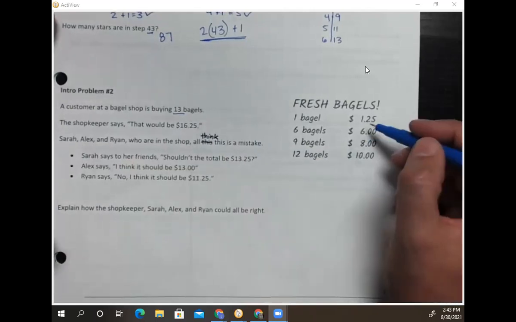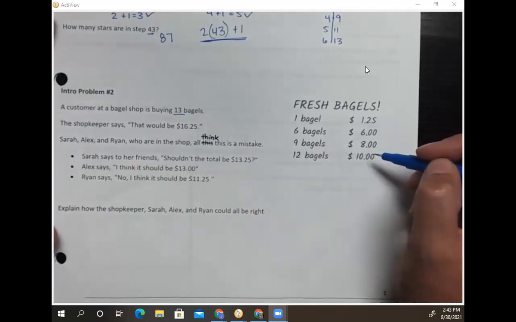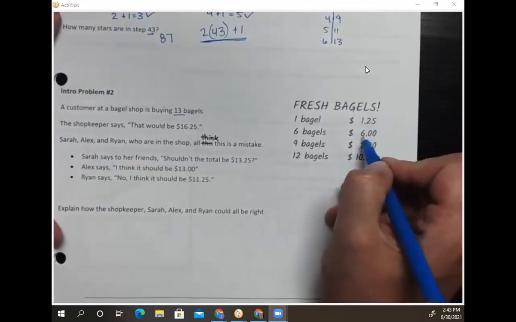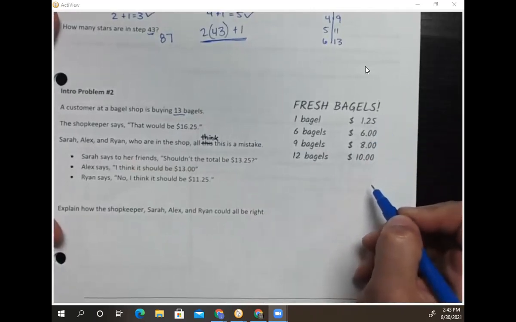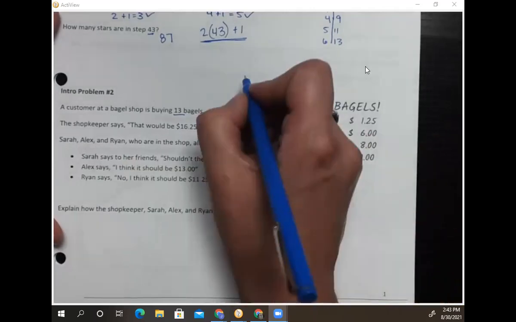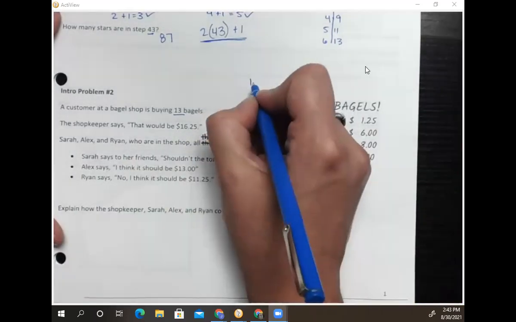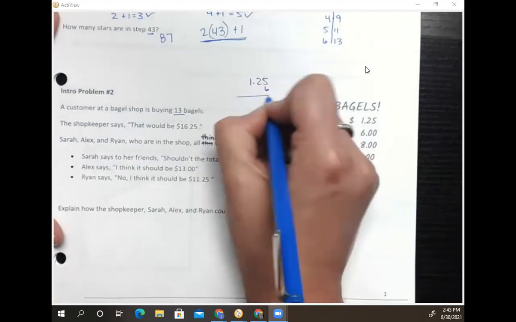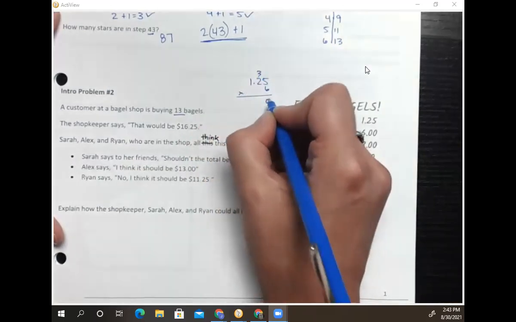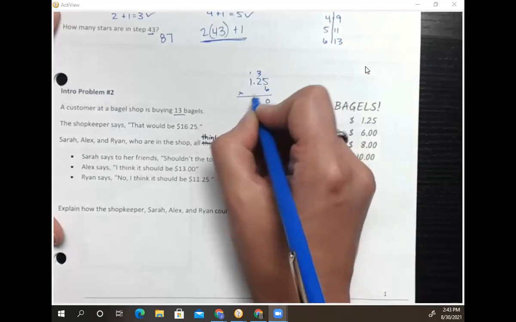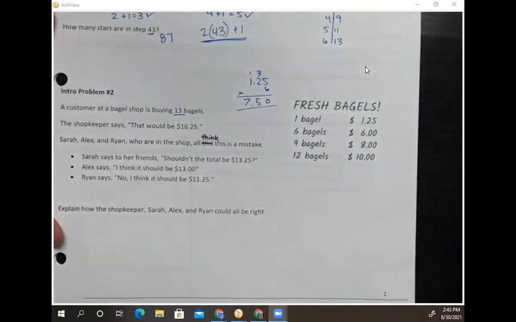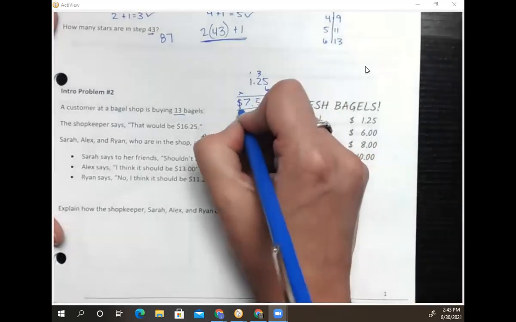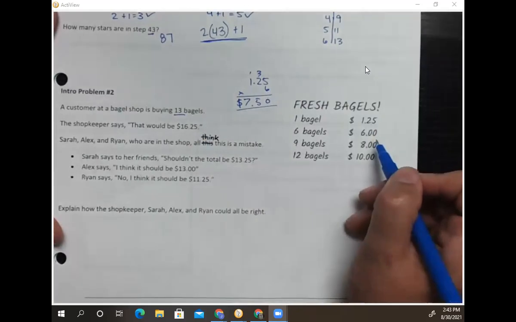Yeah, our price here per bagel is not constant. So they give us a little bit of a discount as we buy more bagels. If I were to buy 6 bagels at $1.25 a piece, if I do that math really quickly, I would expect 6 bagels to cost me $7.50. But they're saying, hey, if you buy 6 bagels, you can only pay $6.